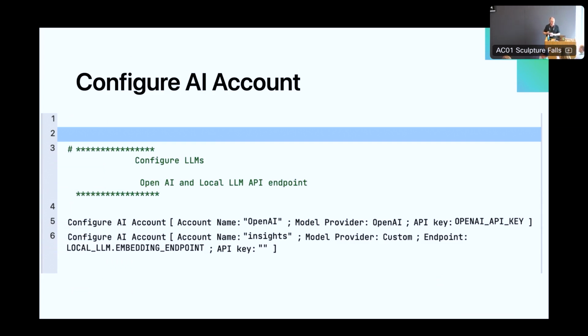The model provider that we specify could be OpenAI, it could be Cohere. Claris is adding more providers, so Anthropic is going to be coming soon. And you can use custom providers. And if you're using a custom provider, you need to specify the endpoint for the API.